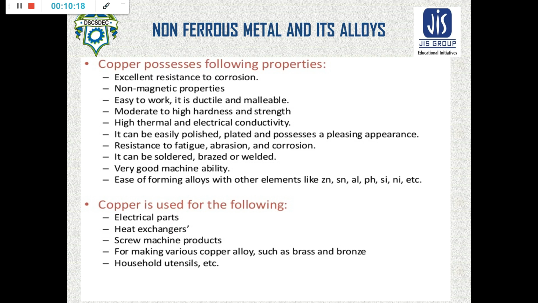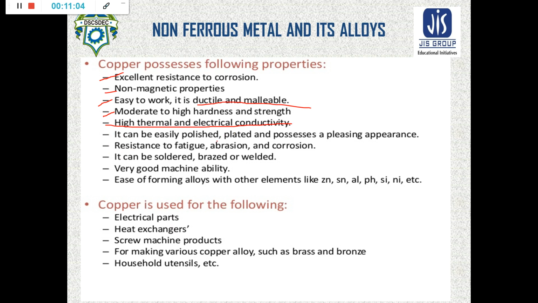Now, which are the main properties of copper and their alloys? Copper and their alloys have excellent resistance to corrosion. They have non-magnetic properties. They are easy to work as they are ductile and malleable, because copper is a soft material. It has moderate to high hardness and strength, and high thermal and electrical conductivity. This is one of the most important properties of copper. So at the places where we need high thermal and electrical conductivity, copper can be used.